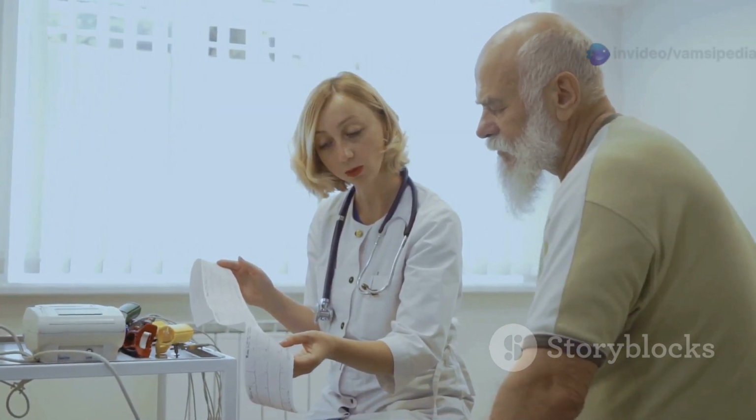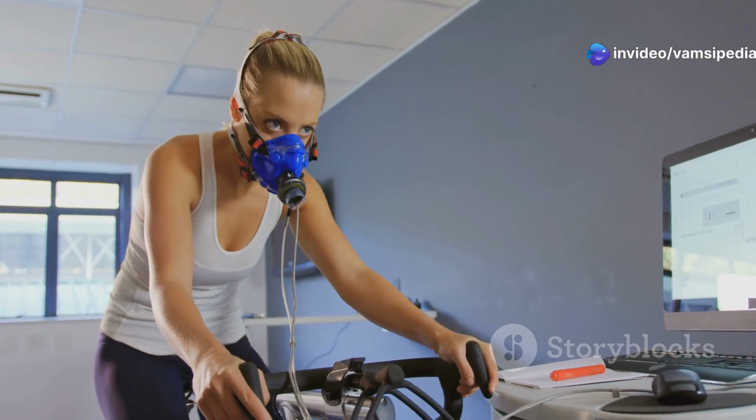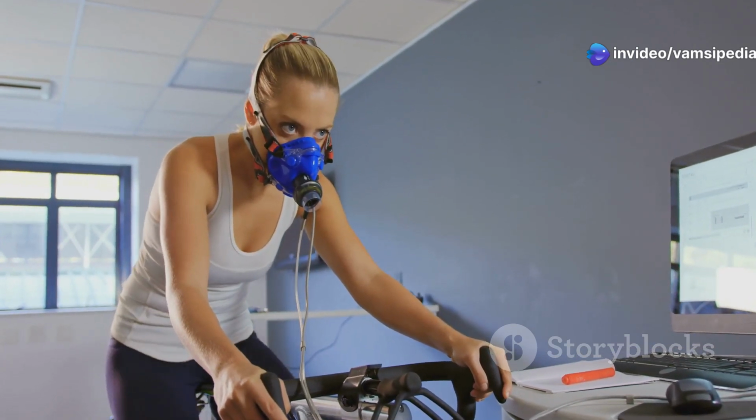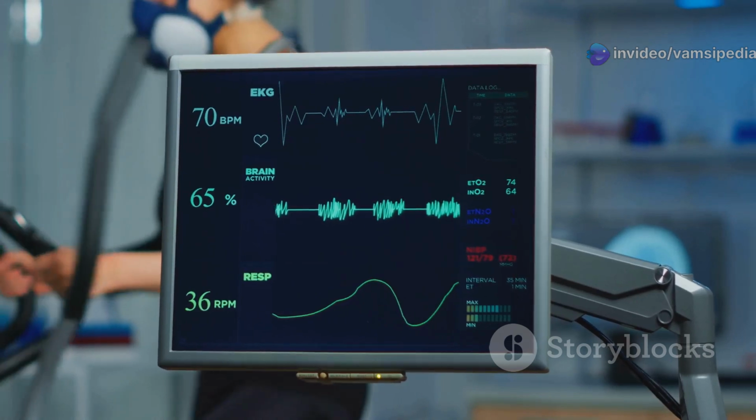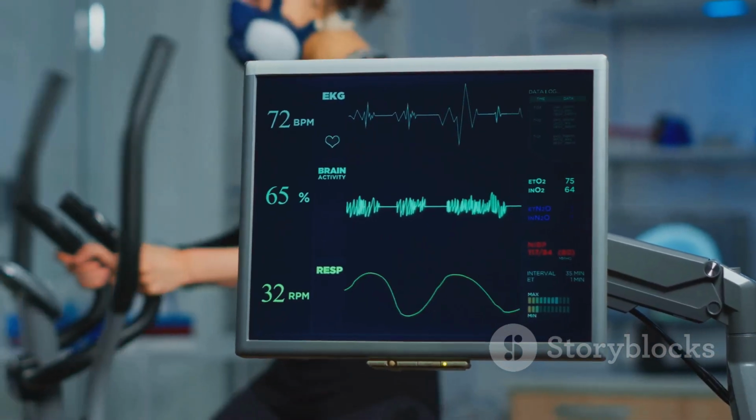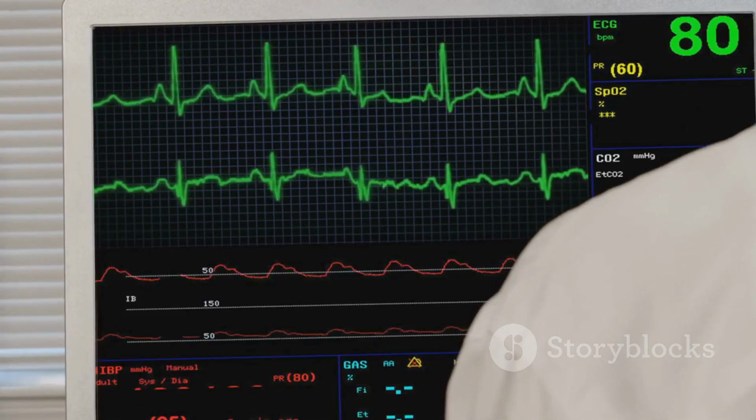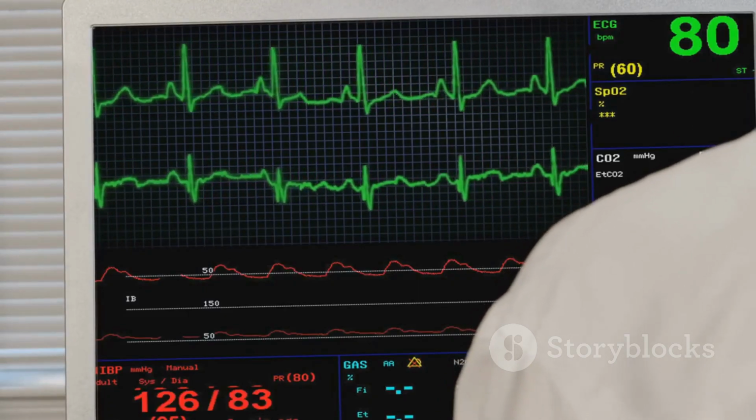Finally, lactate threshold. This is the exercise intensity at which lactate begins to accumulate in the blood. It typically occurs at 50 to 70% of VO2 max. A lower threshold can indicate metabolic inefficiencies or early onset fatigue.